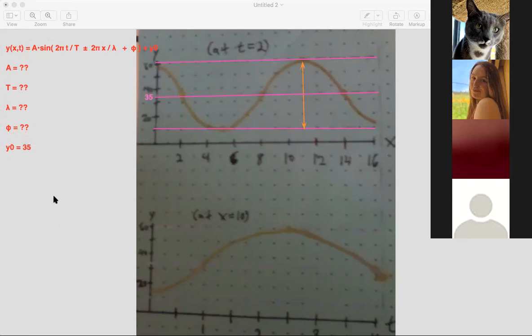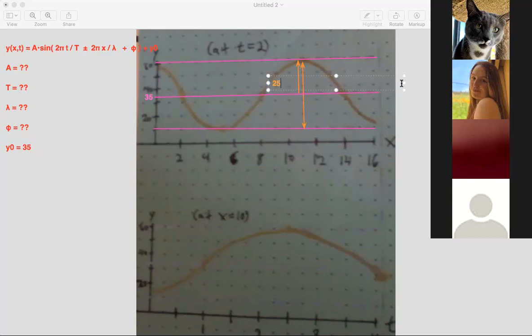So that's y naught. And we can actually use that to find the amplitude, because amplitude should be the distance between, let's say, this distance here. How far is that? From 35 all the way up to the highest point. 25. Yeah, so the amplitude here is going to be 25.